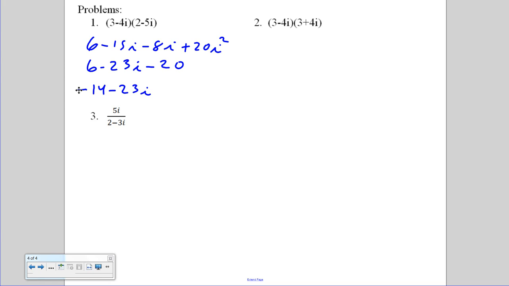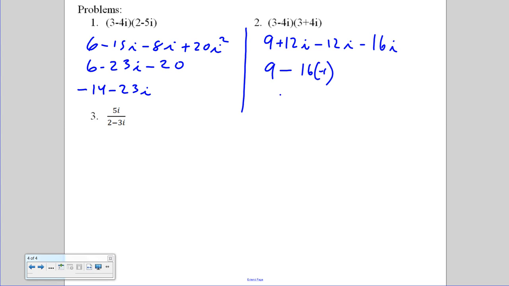So it's just like foiling, but what you want to do is remember that i squared is negative 1 and then combine like terms. Let's go to the second one. Same idea. I'm going to do the distributive property twice. 9 plus 12i minus 12i minus 16i squared. The 12i's become 0, and now you're left with 9 minus, and then it's really 16 times negative 1, so that's just going to end up being 25.